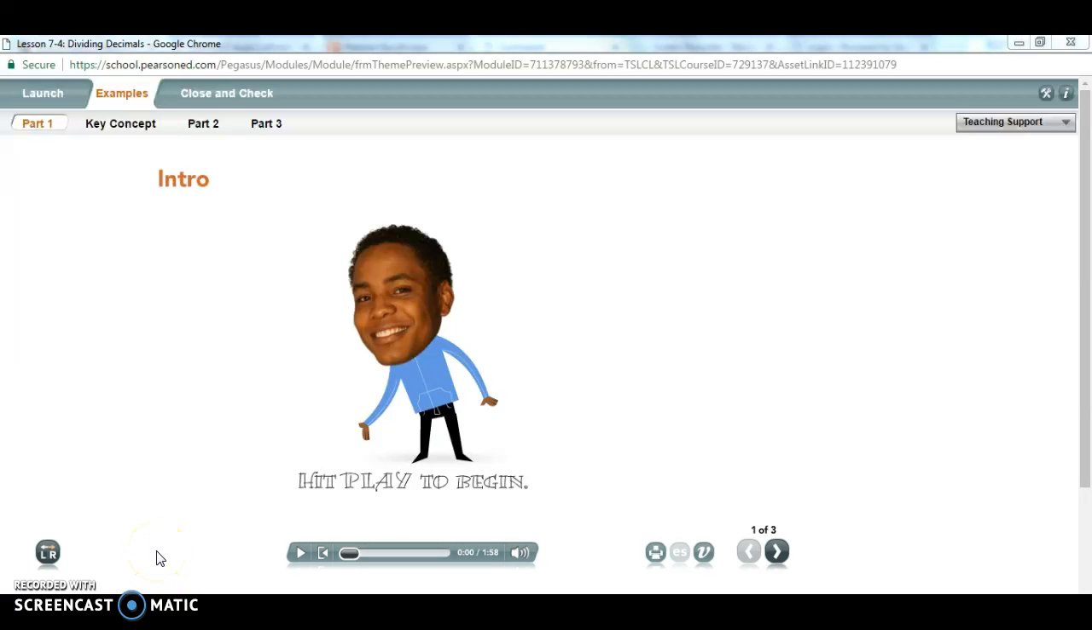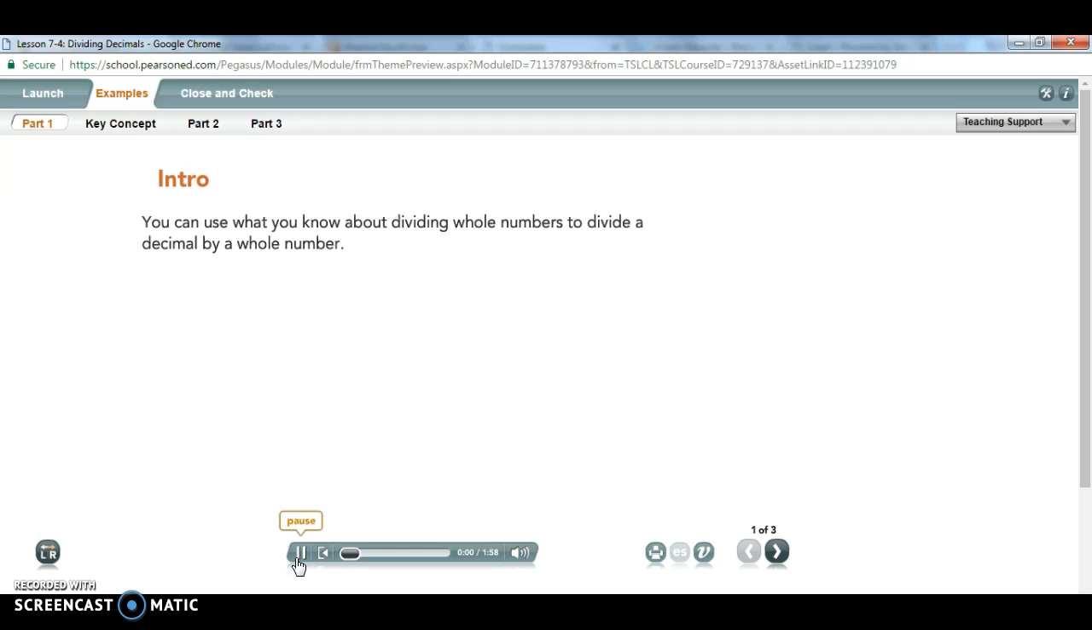We are in the 7-4 lesson, which we're going to talk about dividing decimals. I've skipped over the lunch and we're going to go straight into part 1. You can use what you know about dividing whole numbers to divide a decimal by a whole number.